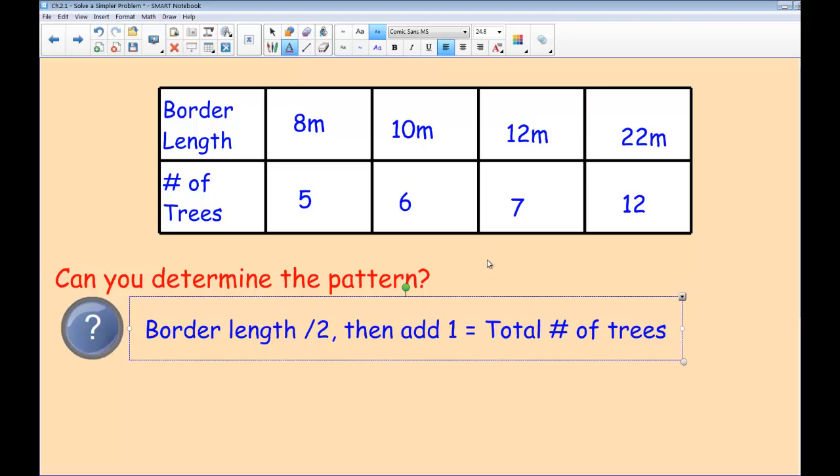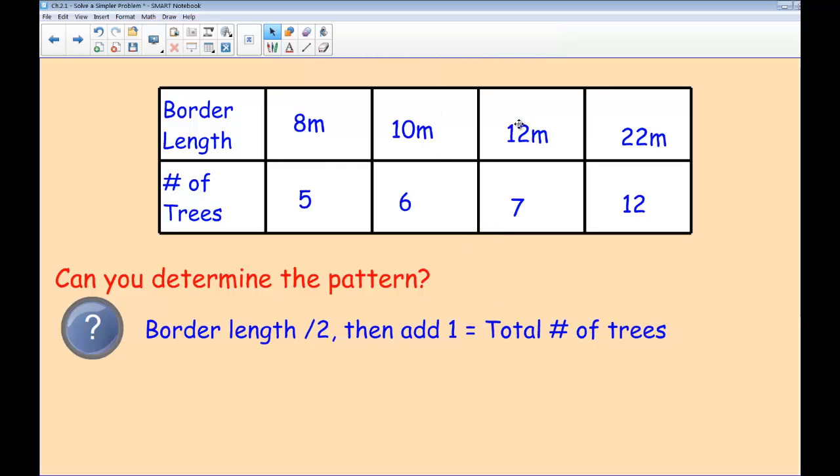And if we make sure that that works in each one of these scenarios that we had tried previously, if we take 8 divided by 2, that's 4, add 1, we get 5 trees. 10 divided by 2 is 5, add 1, we get 6 trees. 12 divided by 2 is 6, add 1, we get 7 trees. 22 divided by 2 is 11. Add 1, we get 12 trees. It works for every one of these situations, so therefore we've got our pattern.